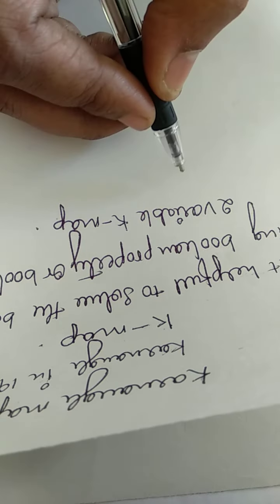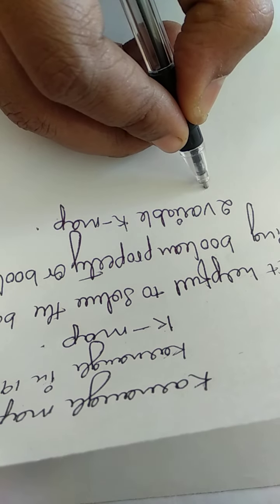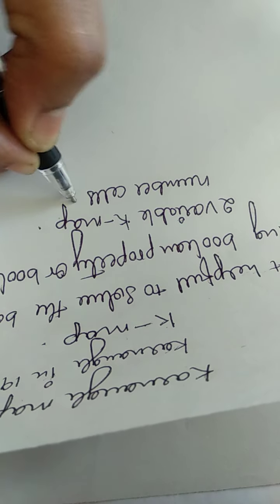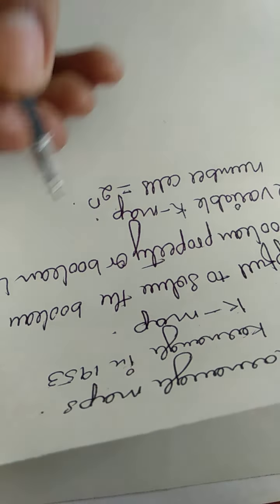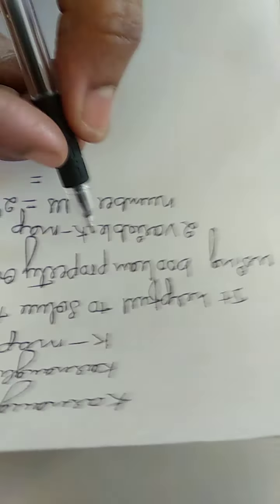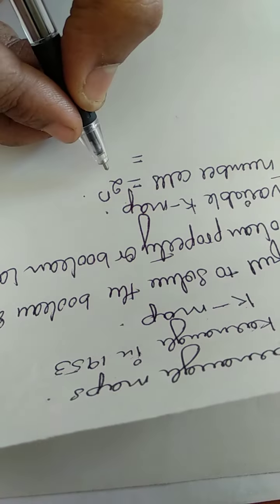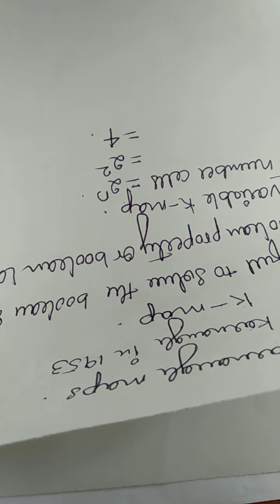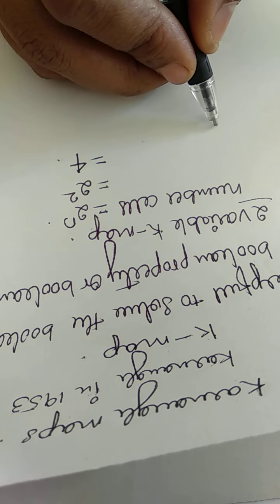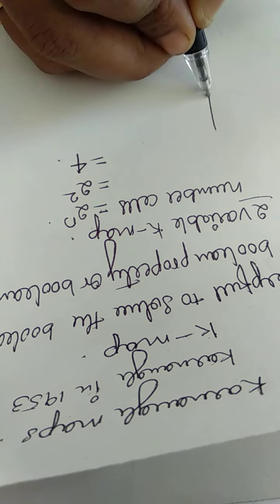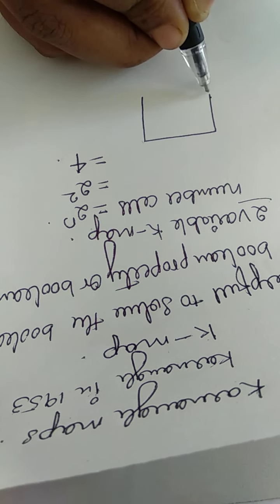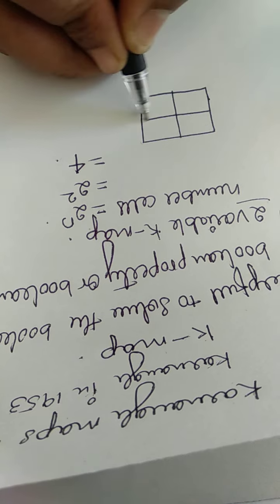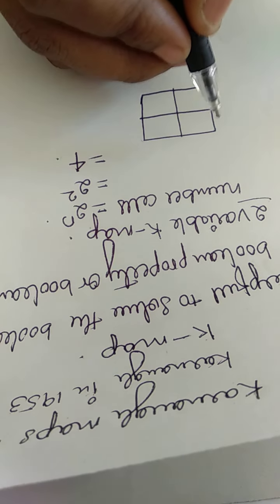So in 2 variable K-map, the number of cells is equal to 2 raised to n, where n is the number of variables. Now we are dealing with 2 variables. So 2 raised to 2 will be 4. So we have to design the K-map for 4 cells. Cells are nothing but a combination of variables.